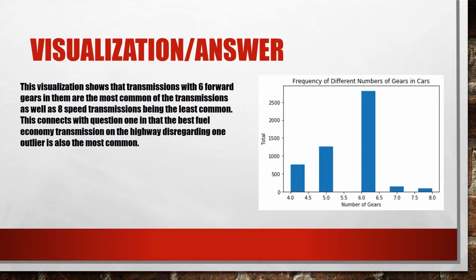The visualization to the right shows that transmissions with 6 forward gears are the most common of the transmissions, as well as 8-speed transmissions being the least common. This connects with question 1 in that the best fuel economy transmission on the highway, disregarding one outlier, is also the most common.